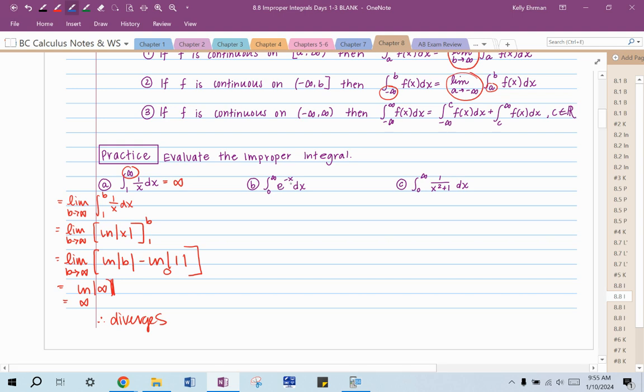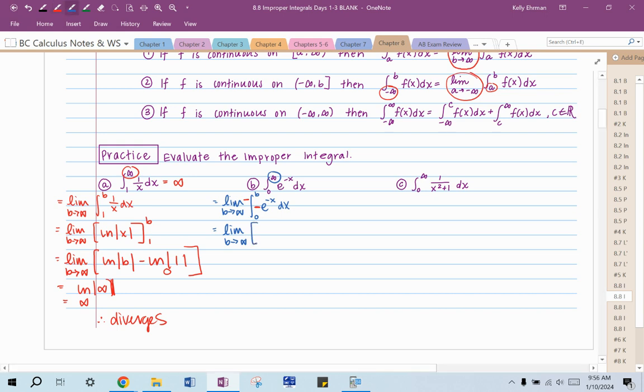e to the negative x, so that's 1 over e to the x. So that is a decreasing function. And again, we're going to get rid of our infinity up there by saying the limit as b approaches infinity of the integral from 0 to b of e to the negative x dx. That's an easy little integral, but you do have to do u sub, so don't forget about all your little integral rules. u is negative x, du is going to be negative dx, so we're going to have to put in a negative and balance it out.